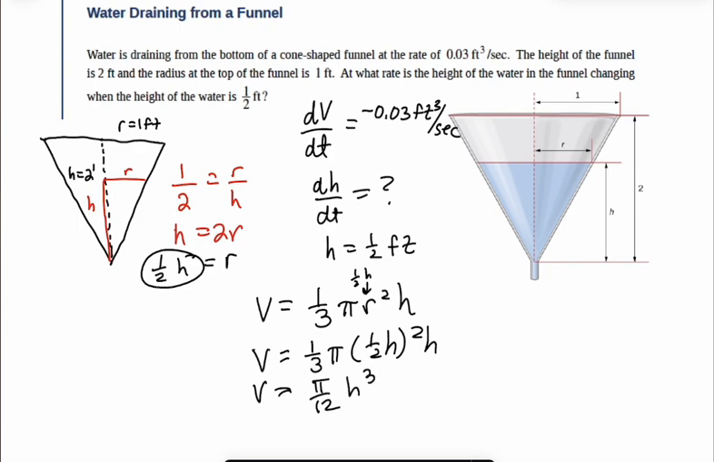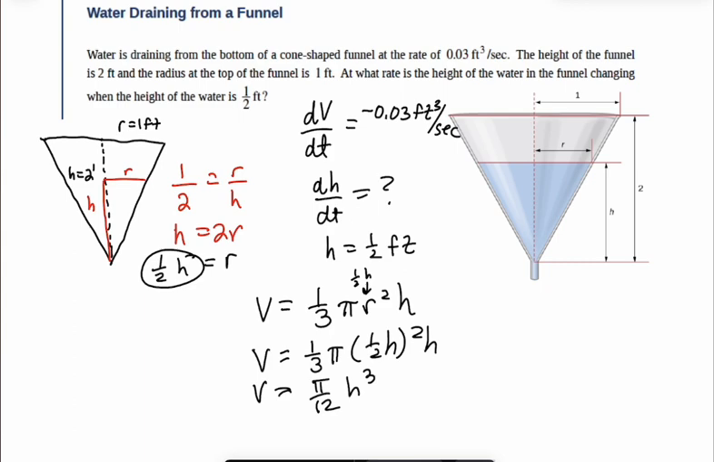Okay, so now let's think about what we have here. We have an equation with volume and height. We have a picture. We have our rates that we know and the rates that we want to find. We have the instant we're looking at, when the height is 1/2. Okay, so now we are ready to do the fourth step of DREADS. Remember DREADS: I drew a picture, I found my rates, I found my equation. Those are always the first 3 things you do.